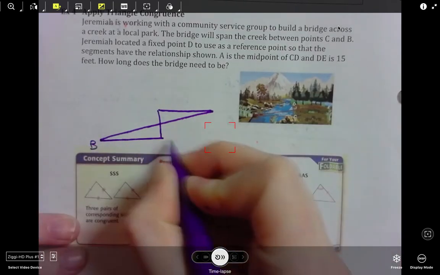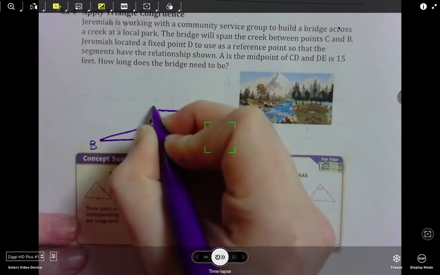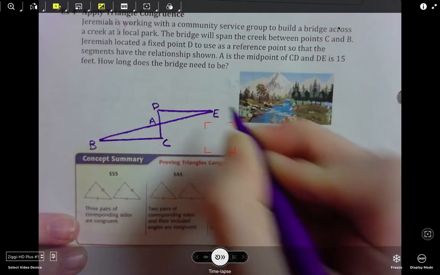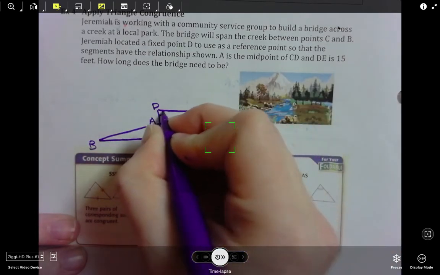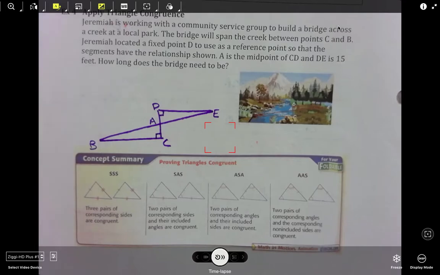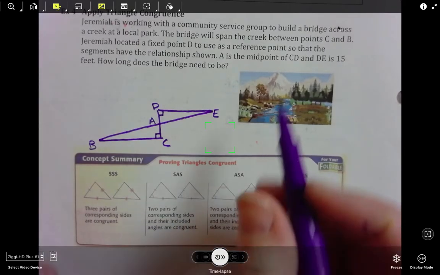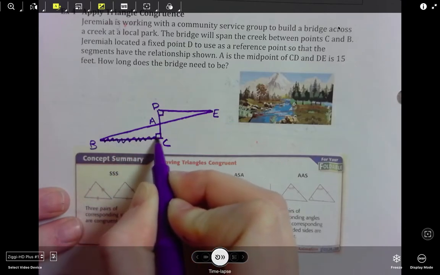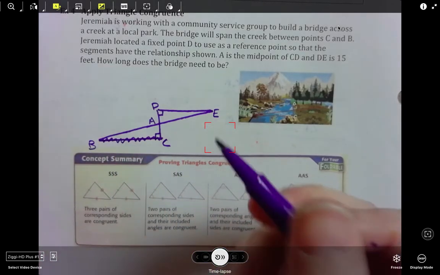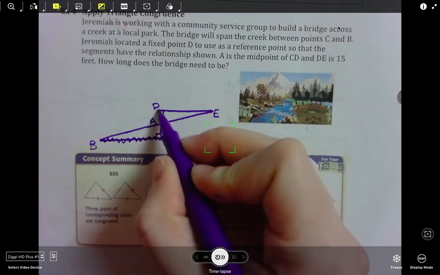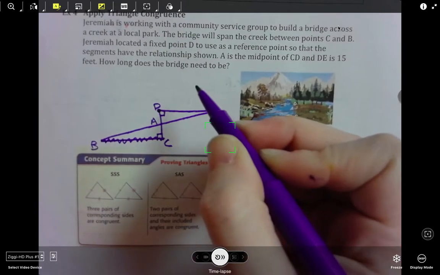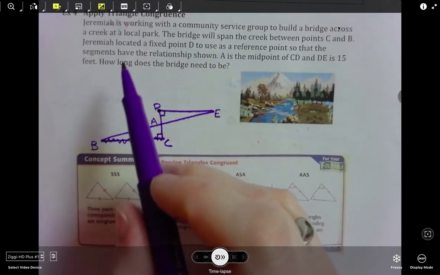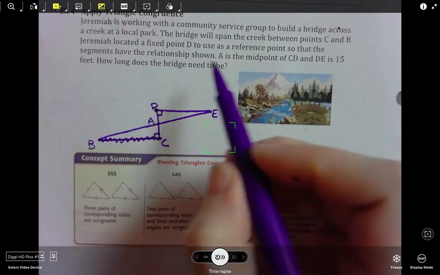This is B, C, A, D, and E. And then I've got, this is a right angle and this is a right angle. Perfect. Okay. All right, so the bridge will span the creek between C and B. This is where I want my bridge to be. All right. Jeremiah located a fixed point D to use as a reference point. So here's his reference point, so that the segments have the relationship shown.